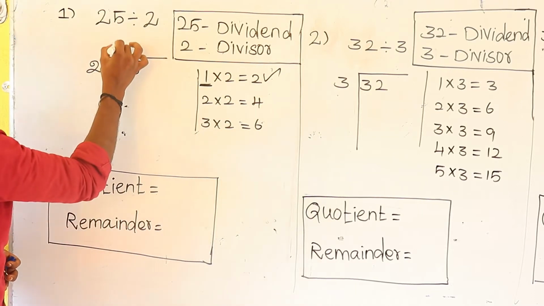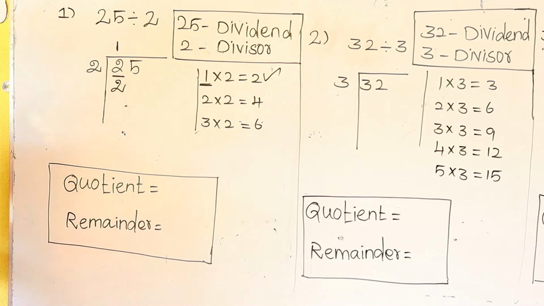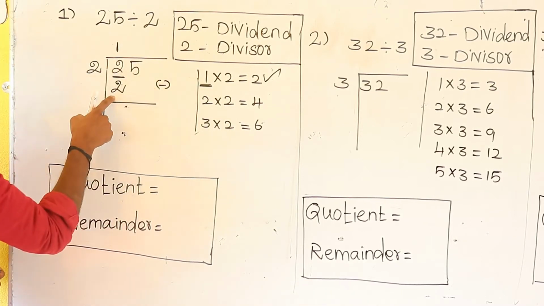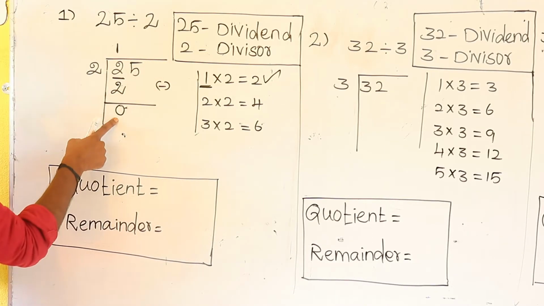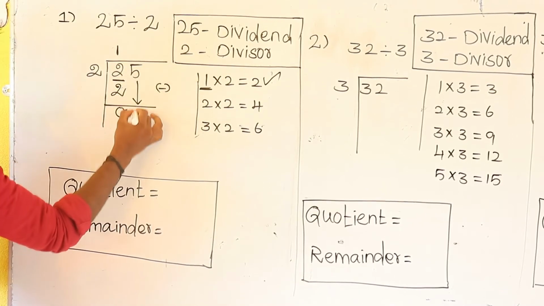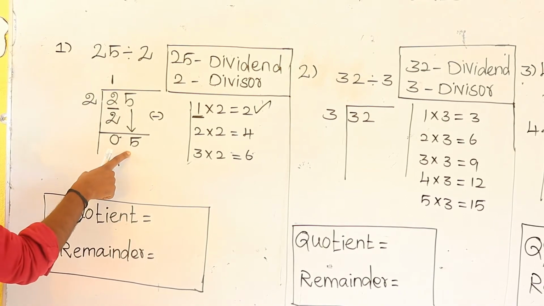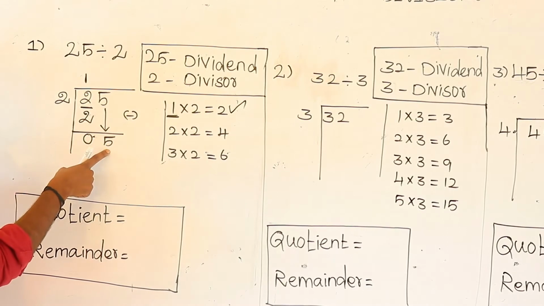Right here, 1. 1 2's are 2. Write 2 here. Next, subtraction. 2 minus 2 is equal to 0. Next, I will write this number 5 downside. So 5. Here the divisor value is 2, and the dividend value is 5.